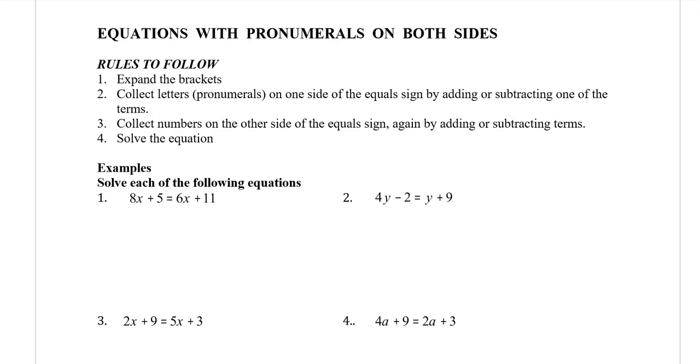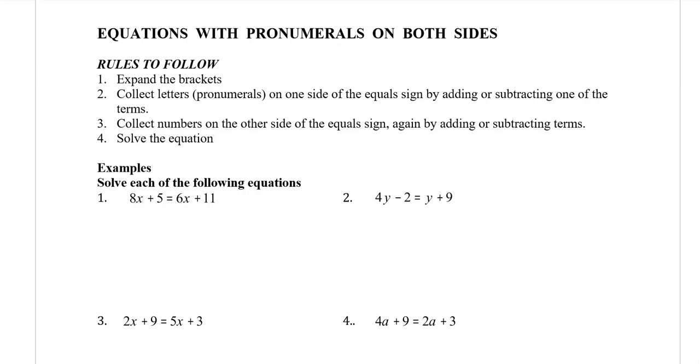Okay, so this is the hardest type of equation that we are going to learn to solve this year. We are going to do word problems, but it will still be the same type of equations. So this is our last strategy, if you like, that we need to learn for equation solving. And it's called equations with pronumerals on both sides because that's exactly what it is.